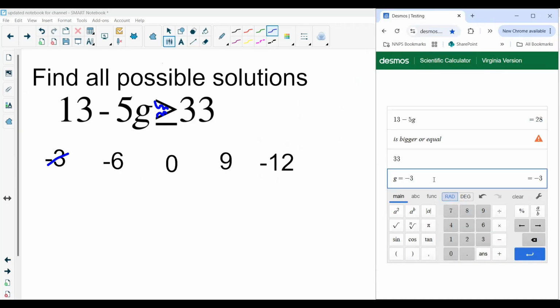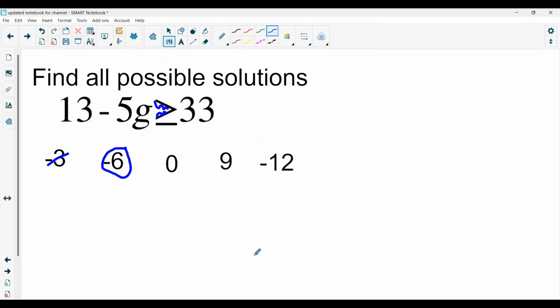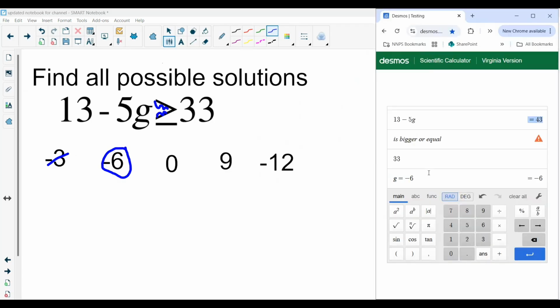Okay, let's try -6. We have 43. You see, is 43 bigger than 33? Yep, we can stop right there and circle -6. That is a possible solution because it makes our inequality true. So if they ask you for explanation, you can say -6 is a solution because 43 is bigger than 33.